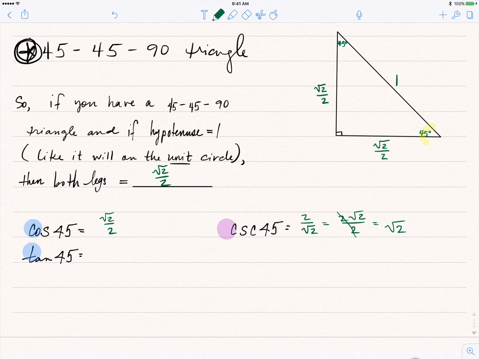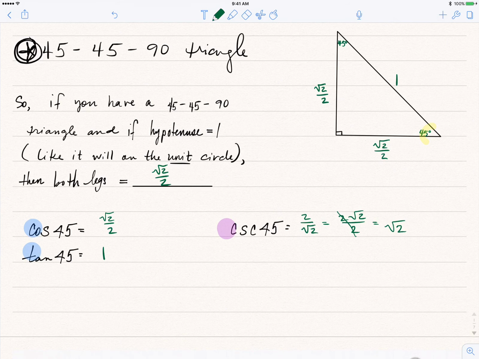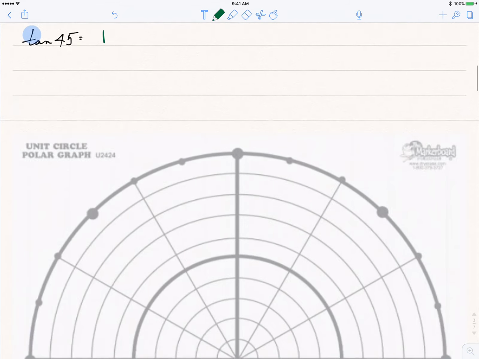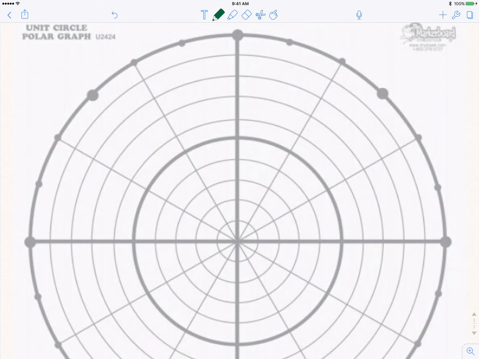Lastly, tangent of 45. If you look at tangent, remember that's opposite over adjacent. Hey, they're exactly the same. So when you have a fraction that's the same on top and bottom, you're just going to get the number 1. So tangent of 45 will be 1. Now let's put this into practice by using our unit circle.